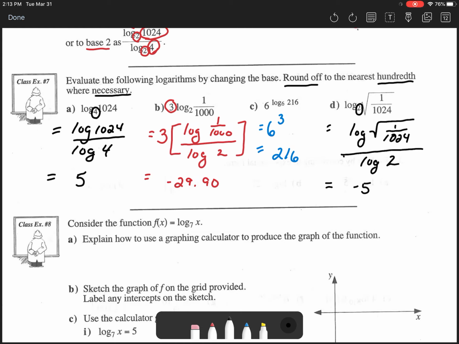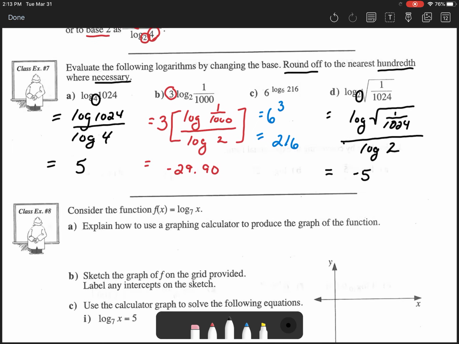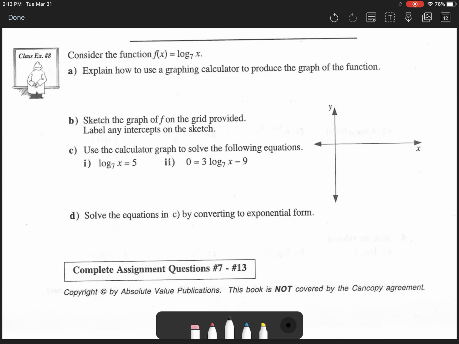So again, try those as we're working through them. Make sure that you're comfortable with the keystrokes. The basic idea here is that I'm changing all of these log expressions to log expressions that now have a common base. In these questions, I've used base 10. That's why you don't see a base in any of the calculations I've written.